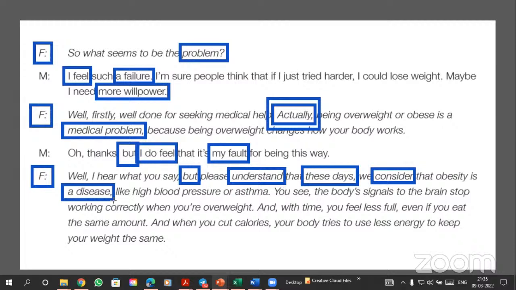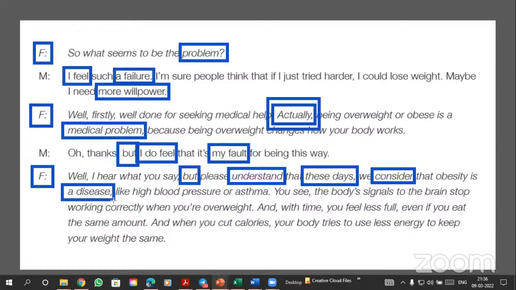So, she is telling that you are wrong. Actually, this is not your fault. Actually, you are not a failure. Actually, even if you have more willpower, you cannot help this. Your feelings are wrong. It is not your fault. Because actually, being overweight or being obese is a medical problem. You cannot do it on your own. And being overweight is a disease. You cannot do anything regarding that.